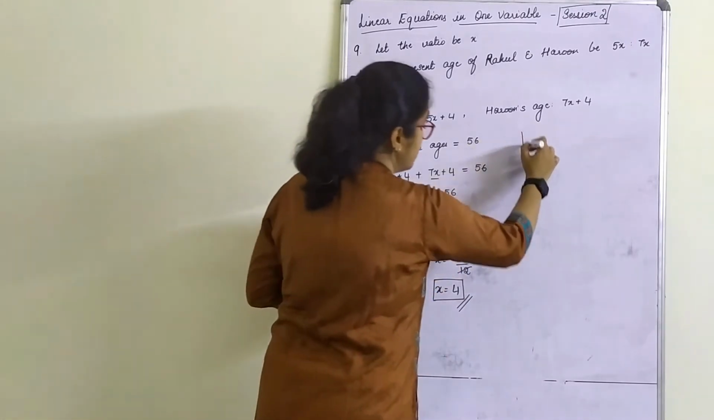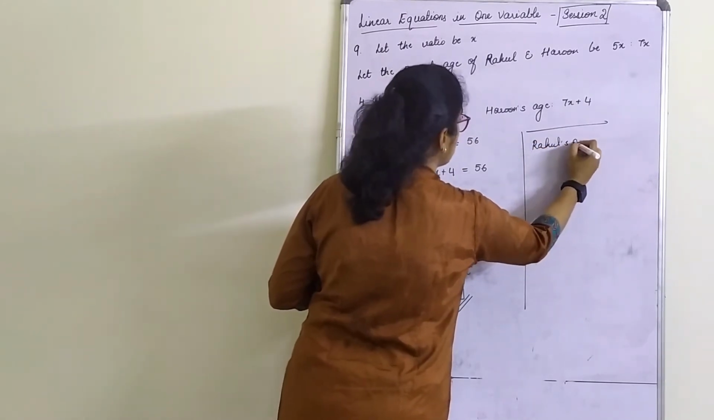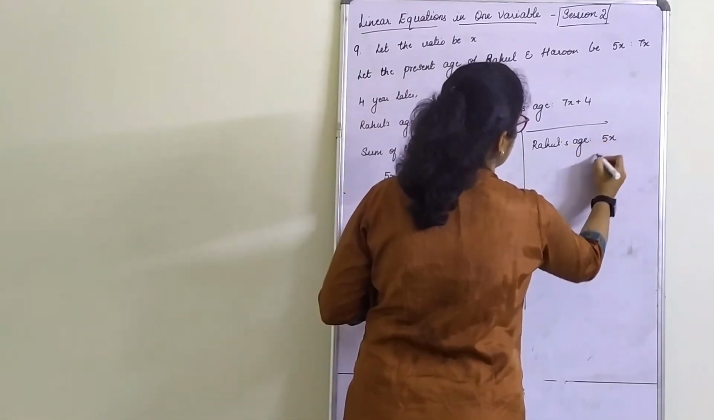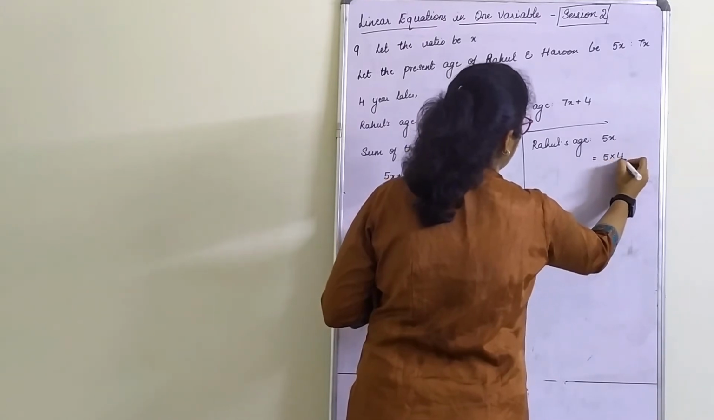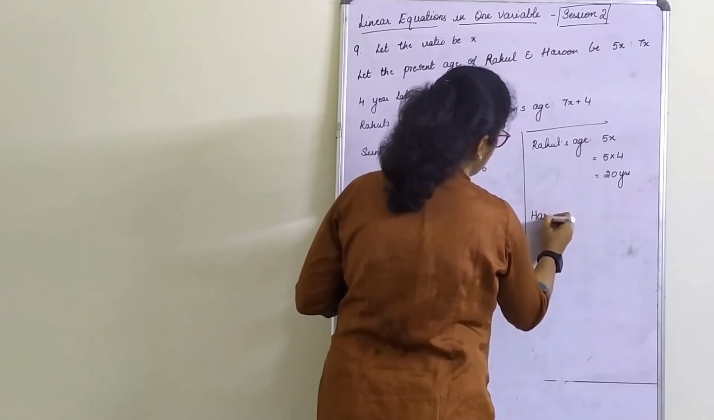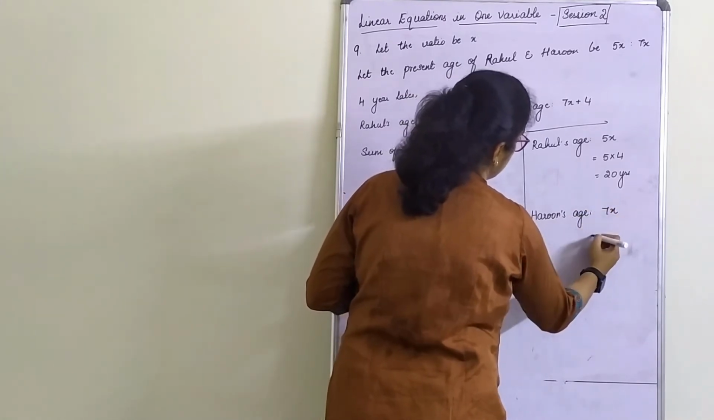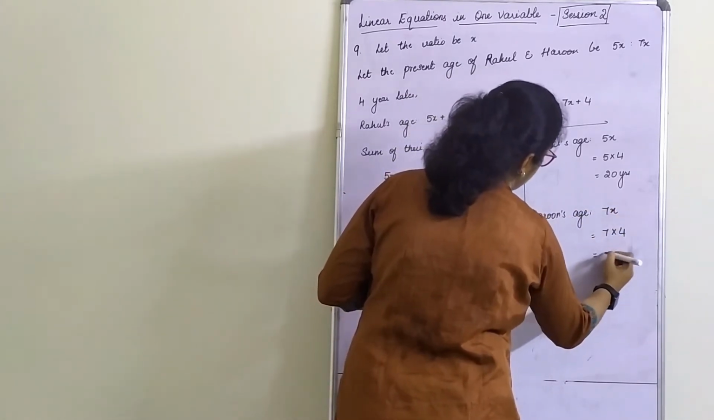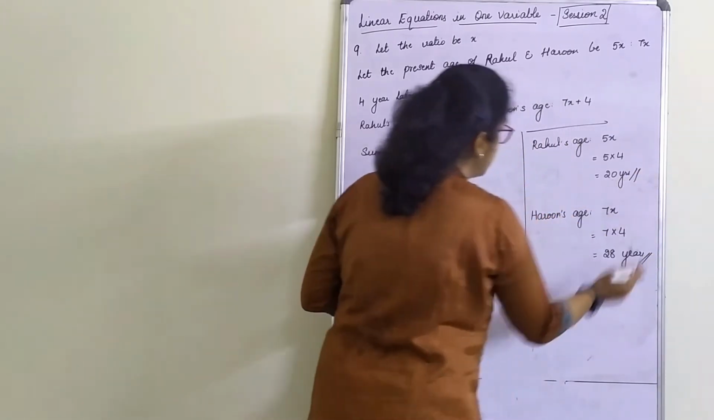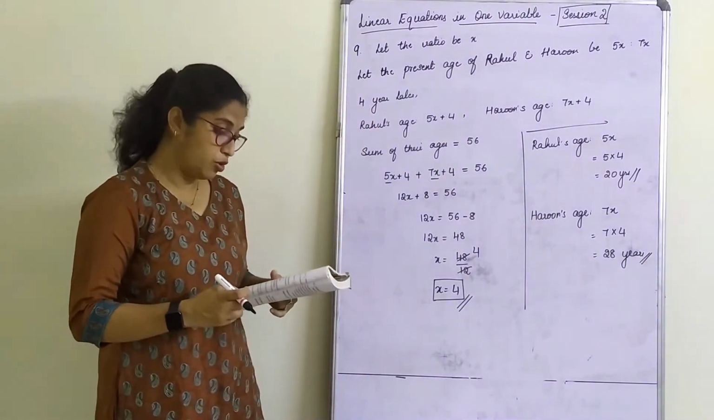We will find Rahul's age. It is what? 5x, right? That is 5 into 4, 20 years. Harun's age is 7x. That is 7 into 4. 7 4s are 28 years. So these are the present ages of Rahul and Harun. So please copy down this. We will move on to the next sum.